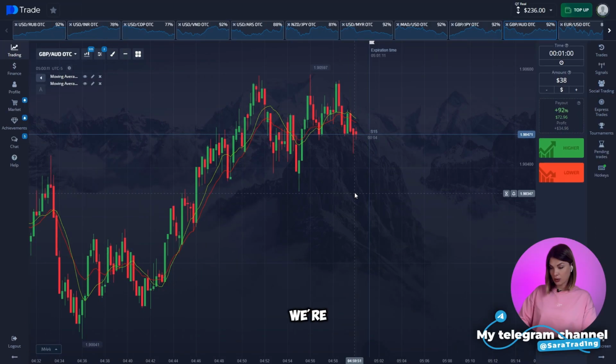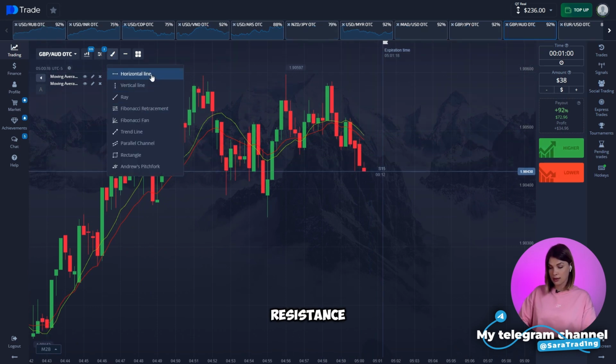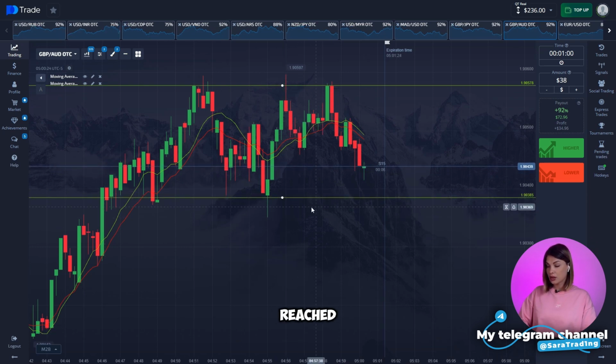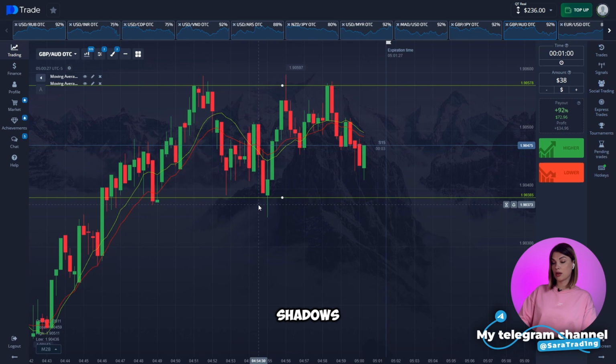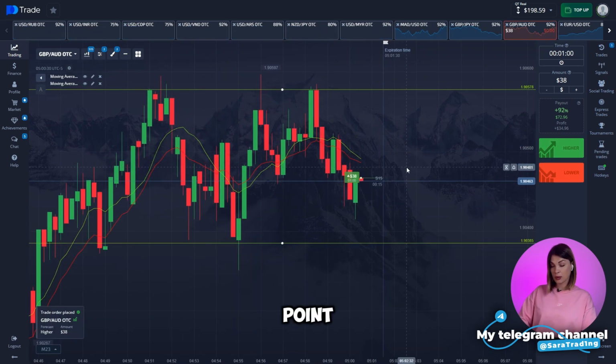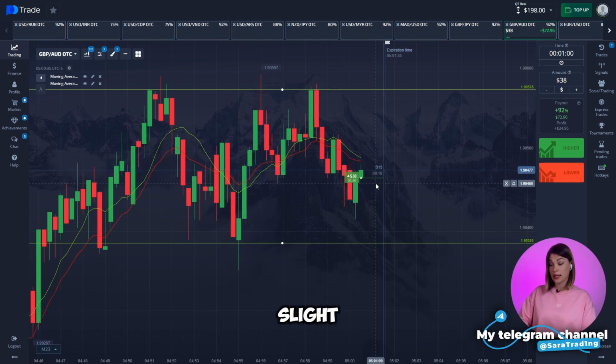So friends, now we are working with this asset, British pound, Australian dollar. Here initially I set the support level as well as the resistance level. The support level is clearly visible. We see where our price reached the maximum, and we also see the shadows of the candles, which indicate buying pressure. And at this point, at $38, I open a second deal, after a slight correction.